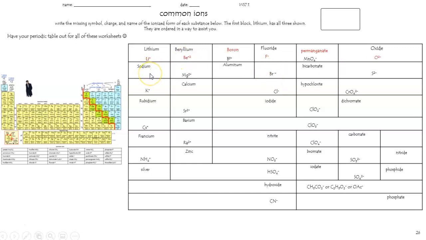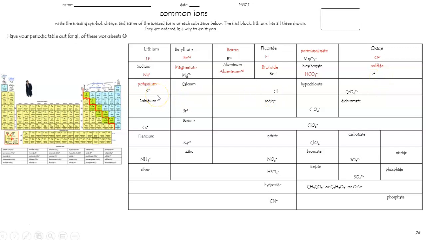Sodium, group 1, Na+. Mg2+ must be magnesium dication. Aluminum, group 3, Al3+. Bromide, Br-. The bicarbonate, polyatomic, HCO3-. S2-, well, that's a sulfide.